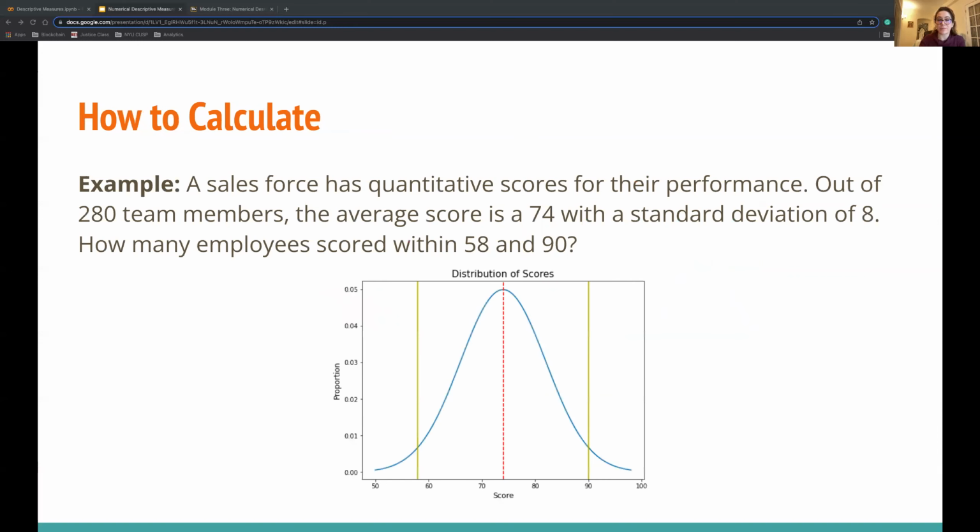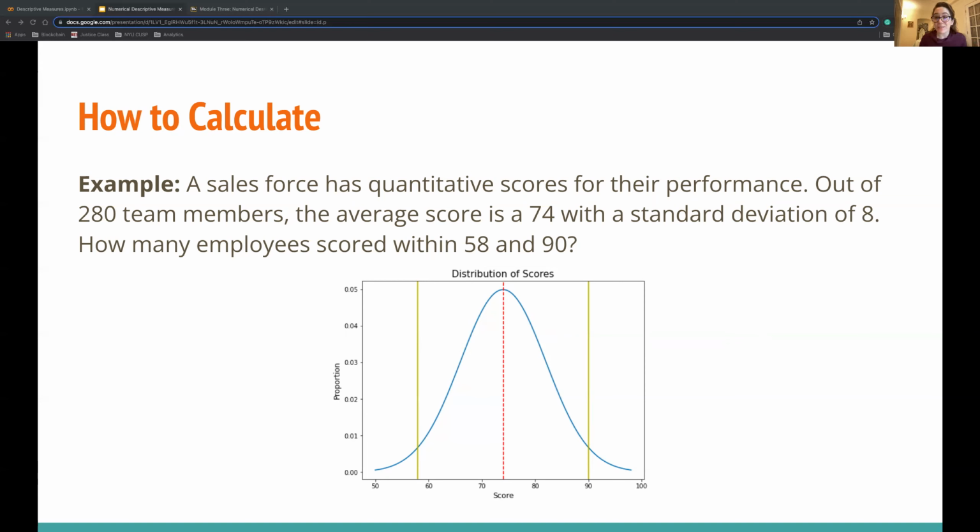Let's go through an example. Say the sales force has quantitative scores for their performance of a company. Out of 280 team members on this sales force, the average score earned is a 74 with a standard deviation of 8. So how many employees on this sales force team scored within 58 and 90? You might ask if you're evaluating performance and you want to know where you stand.